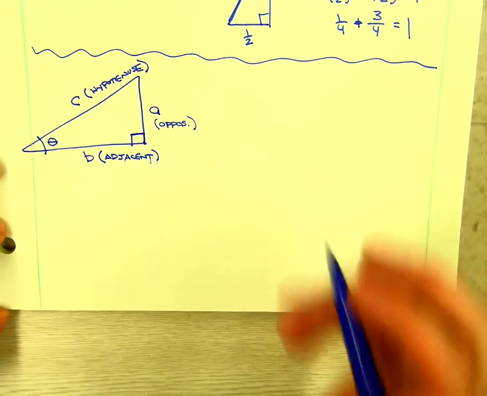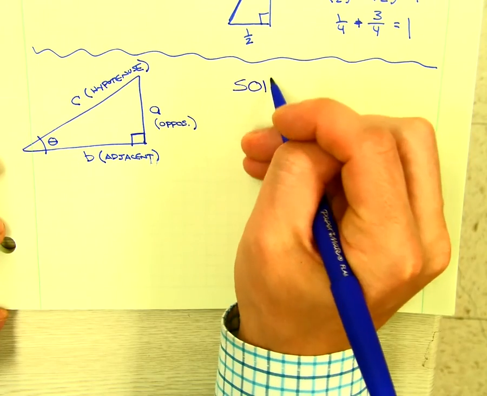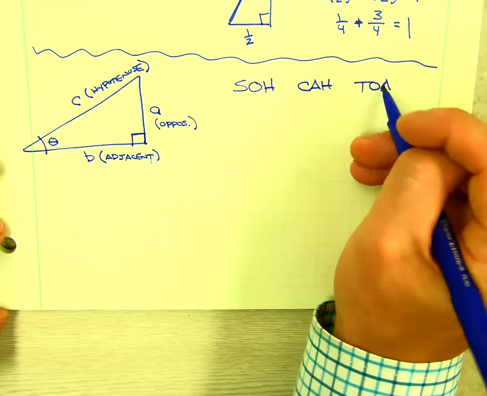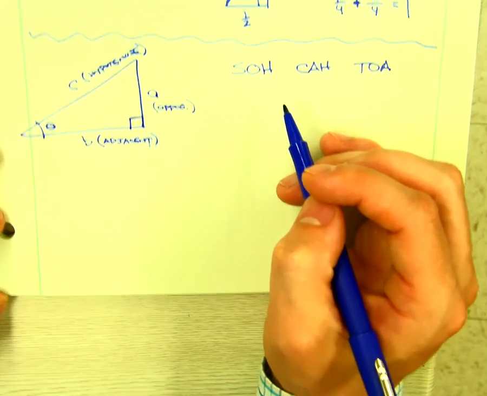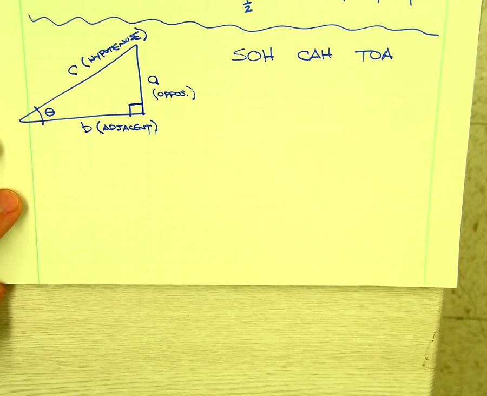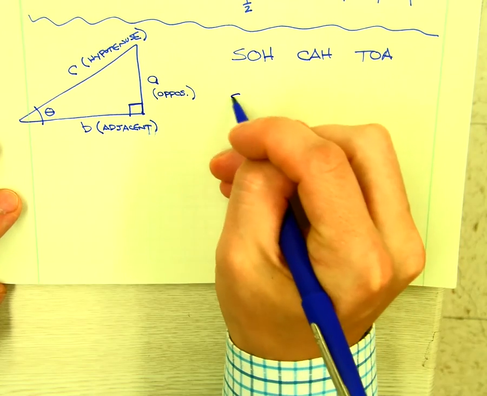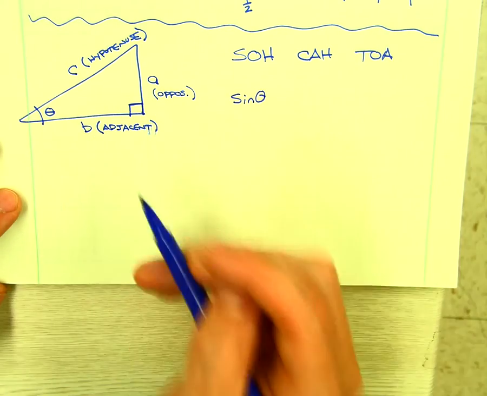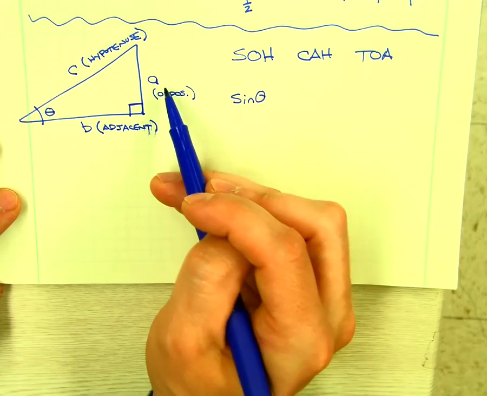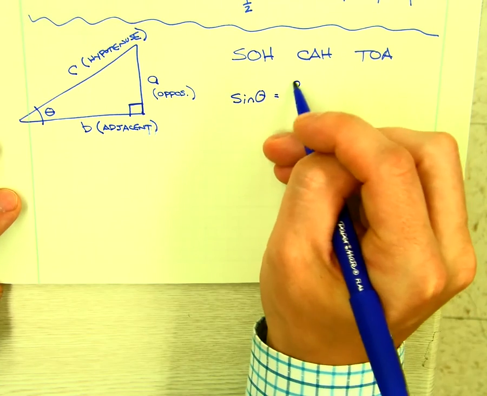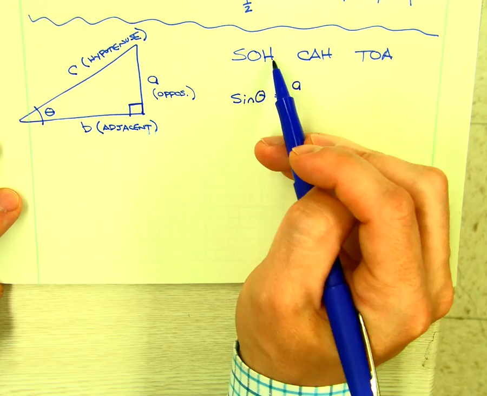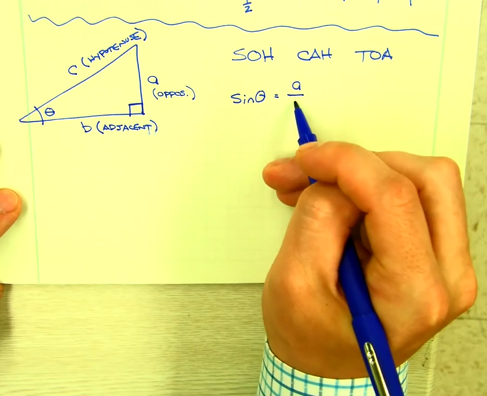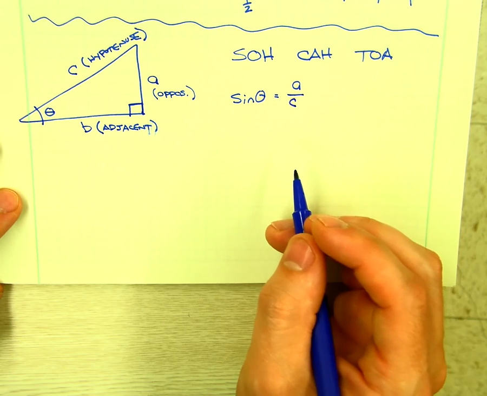Now, if you remember SOHCAHTOA, great little mnemonic. I learned this probably in 8th grade and never forgot it to this day. So of course this just says that the sine of this angle is the opposite over the hypotenuse. In this case it's going to be A divided by C right here.